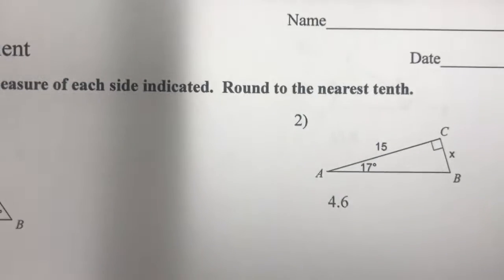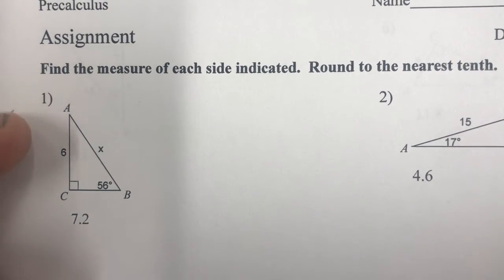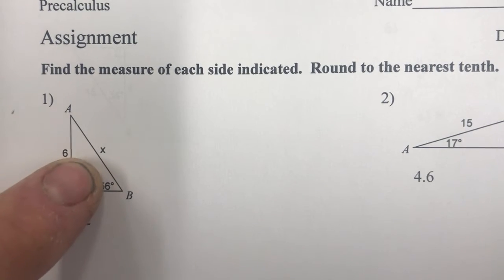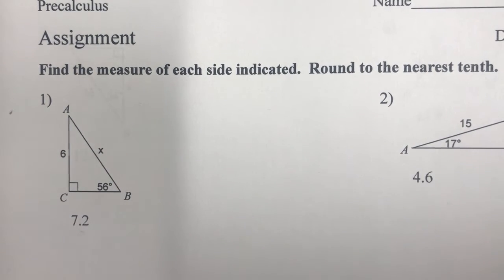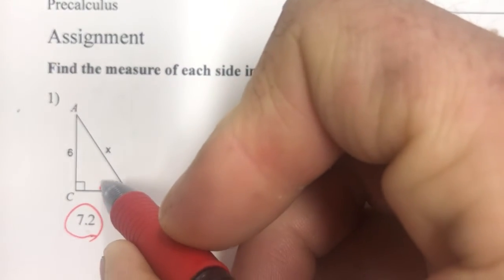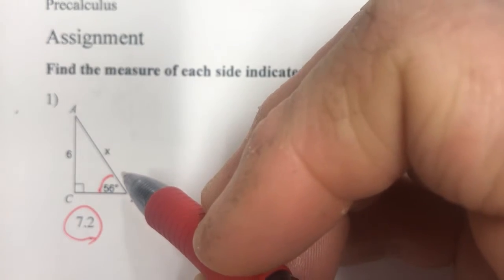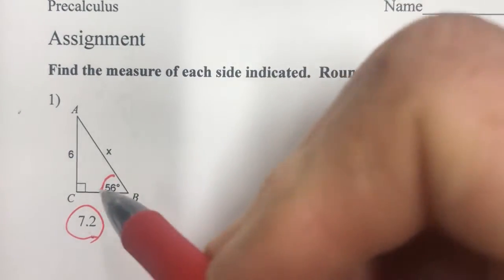All right, so what are we talking about here? Well, here's the first problem we'll look at. Find the measure of each side indicated. So here's my x. We want to find out what that side is. Here's the answer right here, by the way. Here's my angle that we're going to be using. So I need to label the sides according to that angle.